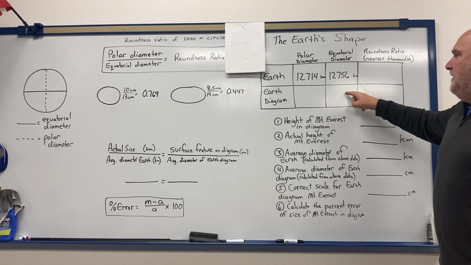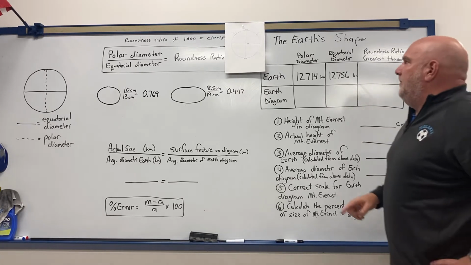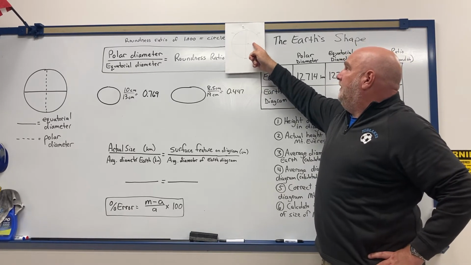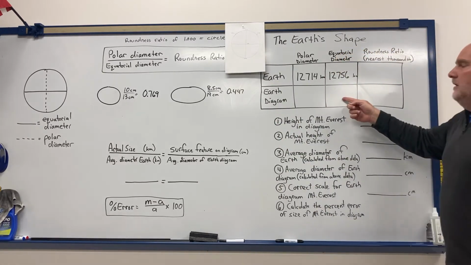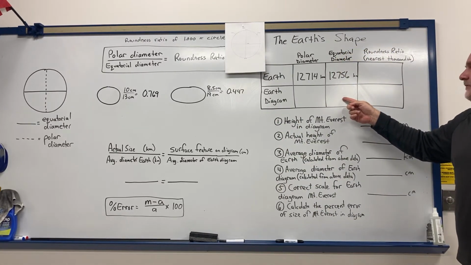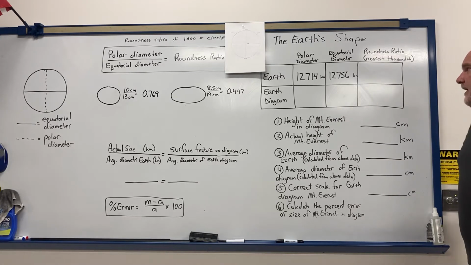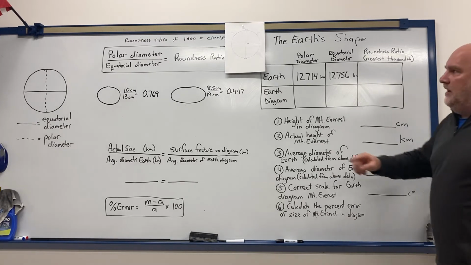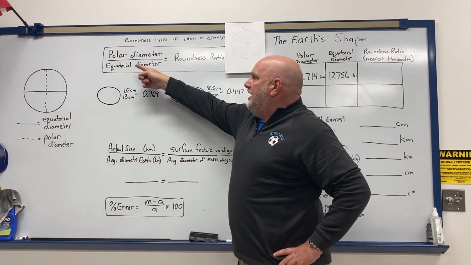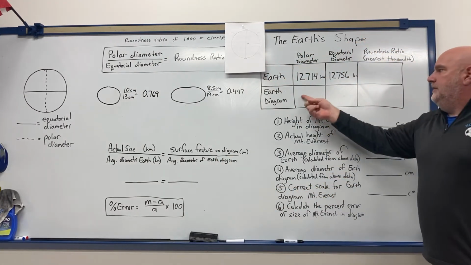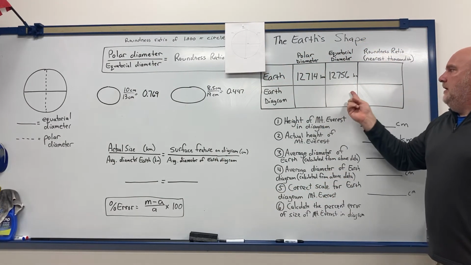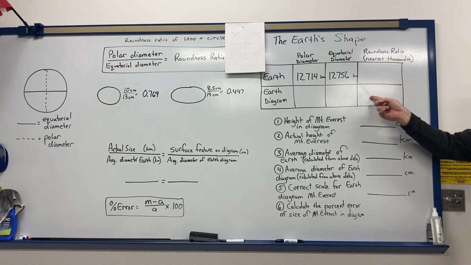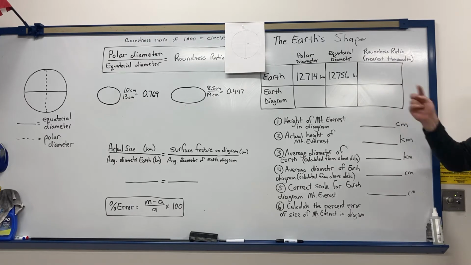Next, you want to measure the equatorial diameter in centimeters. For this number right here, you're going to use your ruler and measure across like that, again to the nearest tenth of a centimeter. Then you want to calculate the roundness ratio. Again, using this formula right here, polar diameter divided by equatorial diameter, you're going to take this number right here and divide it by that number right there, and then record your roundness ratio to the nearest thousandth.